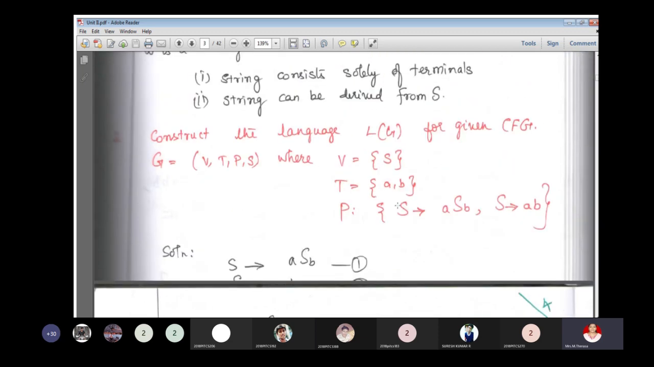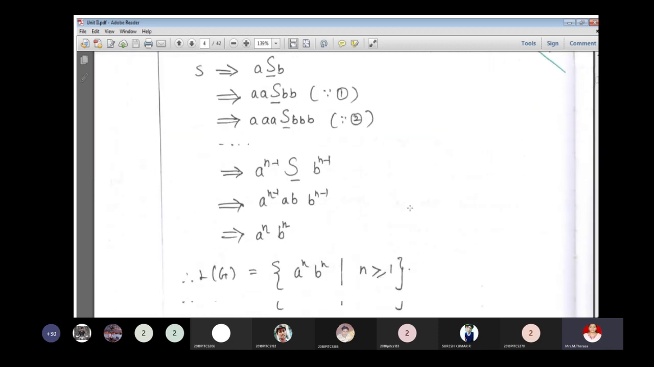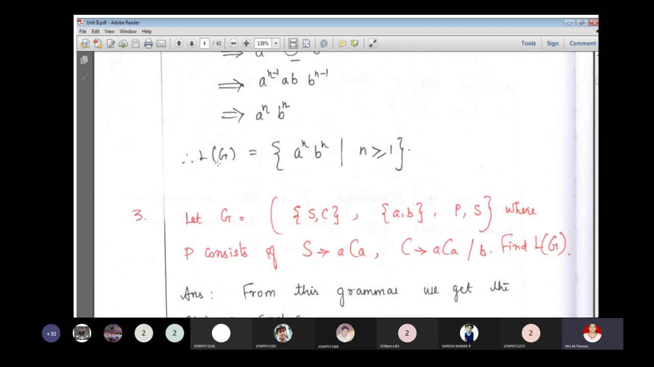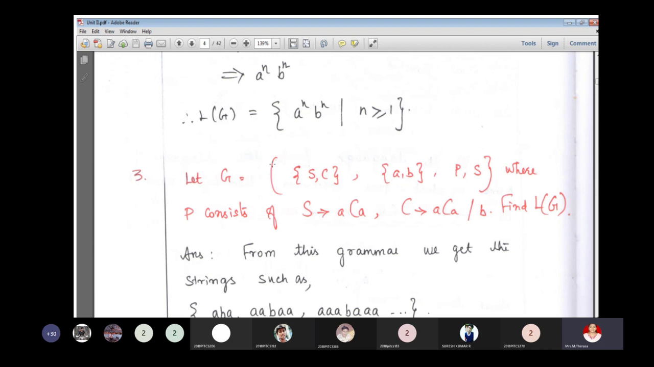So this is the grammar with the four tuples V, T, P, S. It can generate the language L(G), which is equal to a power n, b power n such that n is greater than or equal to 1. Okay, we'll see another example.